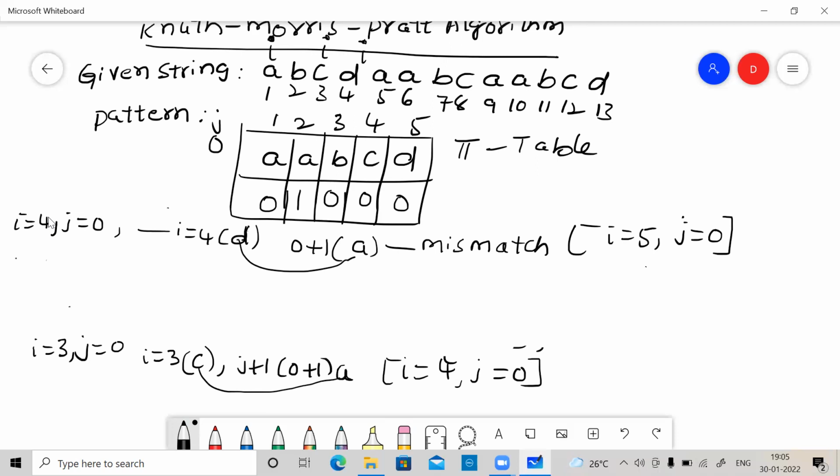So at i equal to 5 and j equal to 0, what value do you have here? A. j is 0 plus 1, which is A. So it's a match. If a match is found, what will we do? We'll increment the i value as well as the j value.